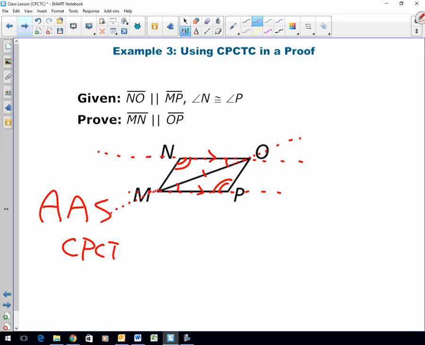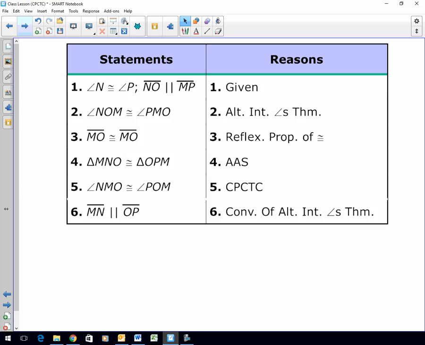I have CPCTC, and this is where it's kind of strange because it's like, how do you know that MN is parallel with OP? That's because of the converse of the alternate interior angles theorem: if I have congruent alternate interior angles, then my lines are parallel. Okay? It's strange because we don't know that property yet. We can do parallelograms. Yep. Oh, parallelograms.